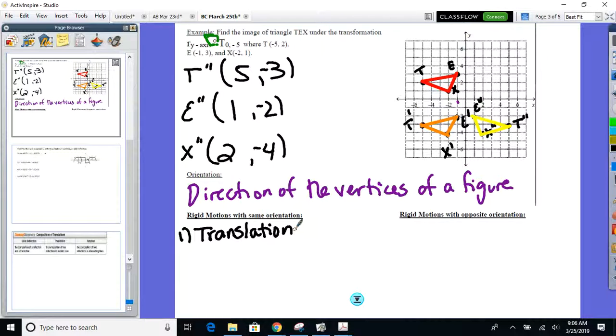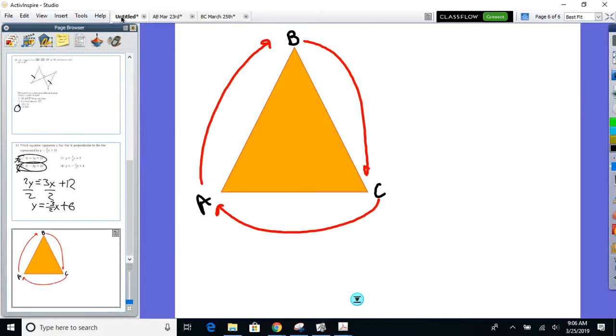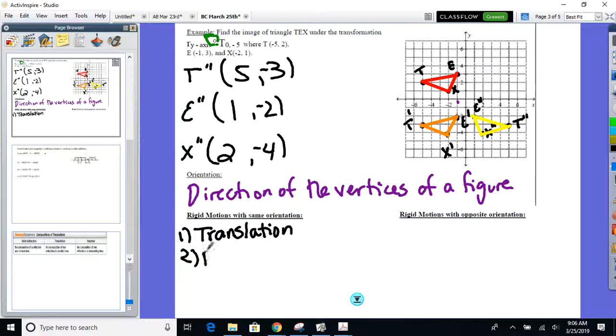All right, let's keep thinking. This might be a little bit more challenging. How about my rotation? If I rotated a figure, or in this case, if I rotated triangle ABC, turned it 90, 270, 180, whatever, and went ABC again, would I still be going clockwise? Yes, we would. It would not change that orientation. So we can also add to this list rotation.